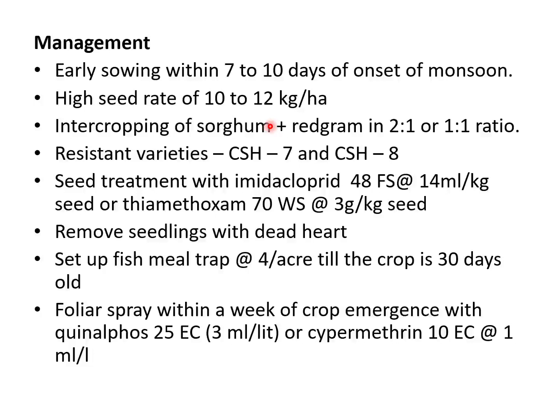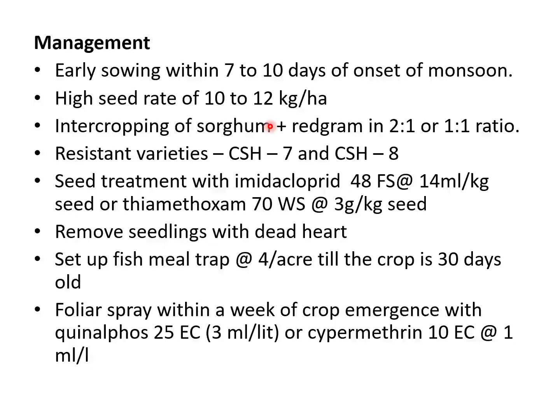Then seed treatment with imidacloprid at the rate of 14 ml per kg seed or thiamethoxam at the rate of 3 gram per kg seed. This is a seedling pest, so seed treatment is an effective strategy for managing it. Imidacloprid and thiamethoxam are the insecticides recommended for managing this. In the early stage, if you observe any seedling with dead heart, remove those dead plants showing this symptom and destroy them.